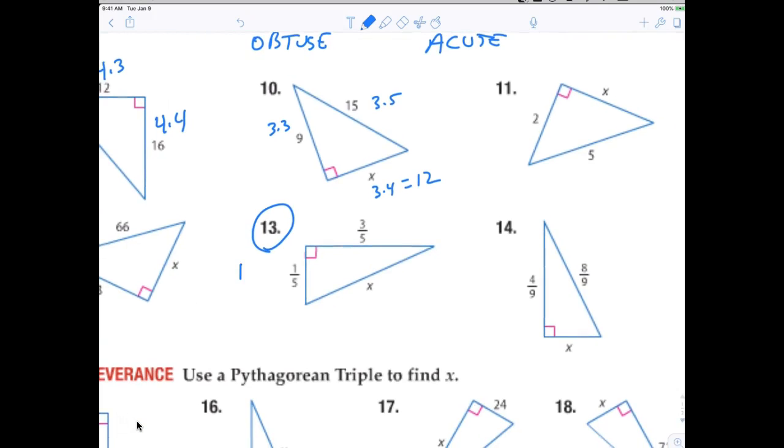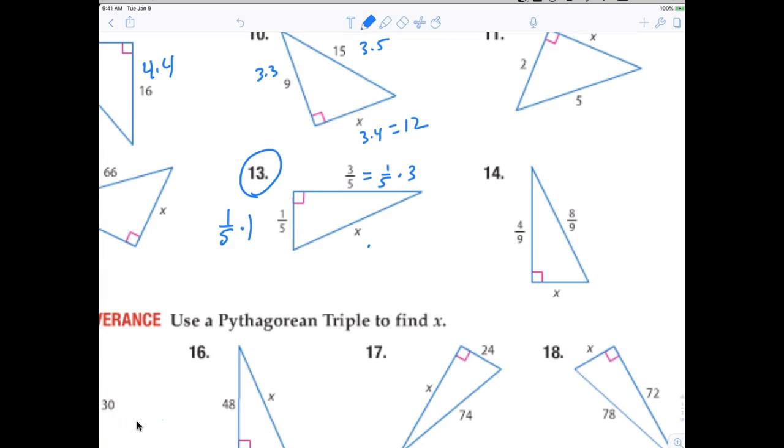This is just 1/5 times 1. This is just 1/5 times 3. So this is 1/5 times the square root of. See how, guys? Brilliant. Come on, Alessandra, what? Why what? What's 1 squared? 3 squared. You with me now, right? 9, right? 1 plus 9 is 10. Square root of 10. Come on, guys.